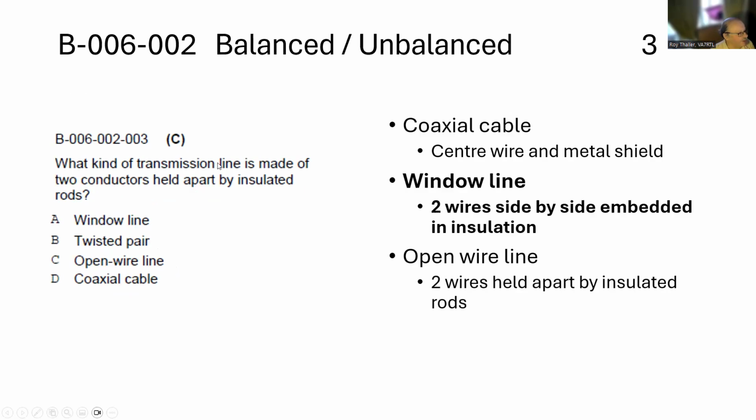What kind of transmission line is made up of two conductors held apart by insulated rods? So in this case, that would be C, an open wire line.